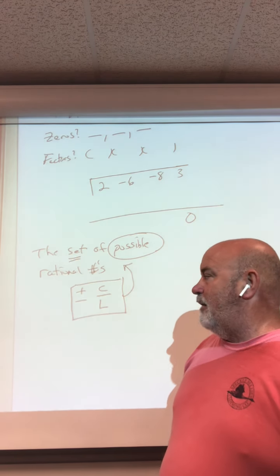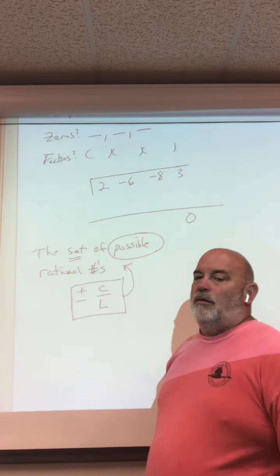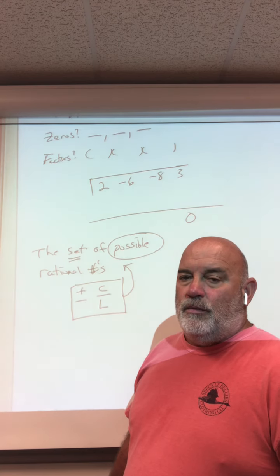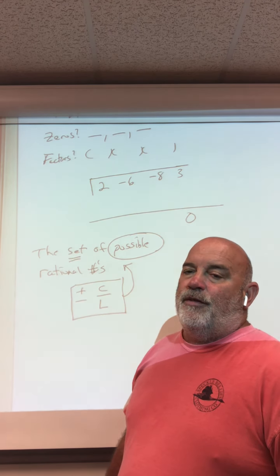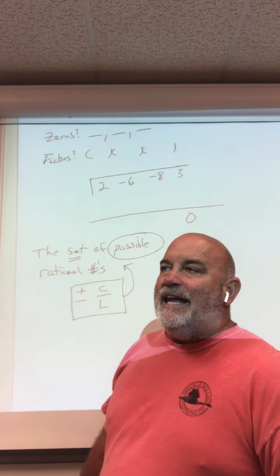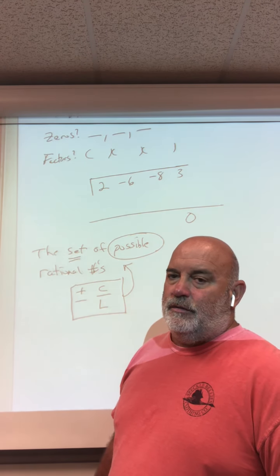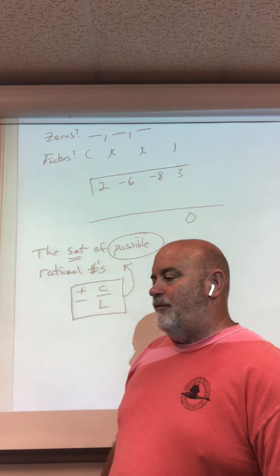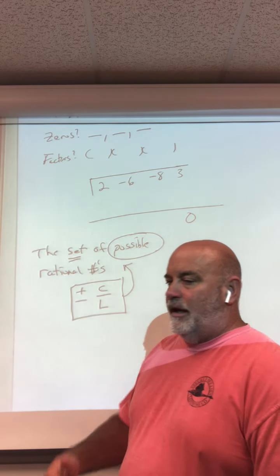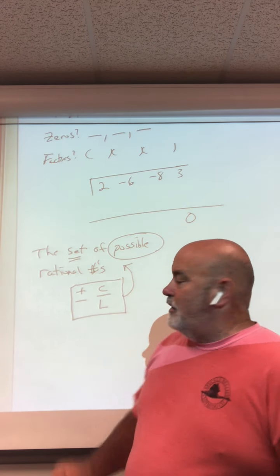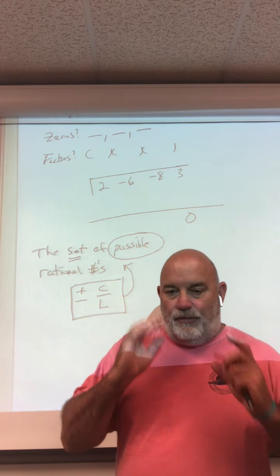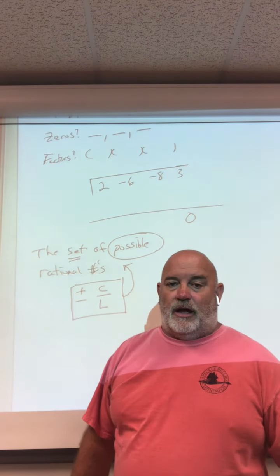All right, right up under that, write this. L represents all of the factors of the leading coefficient in the polynomial function. So C is for the constant and L is for the leading coefficient. All right, so what this formula is going to do is generate a group of numbers. And those are the numbers that we'll start out trying.